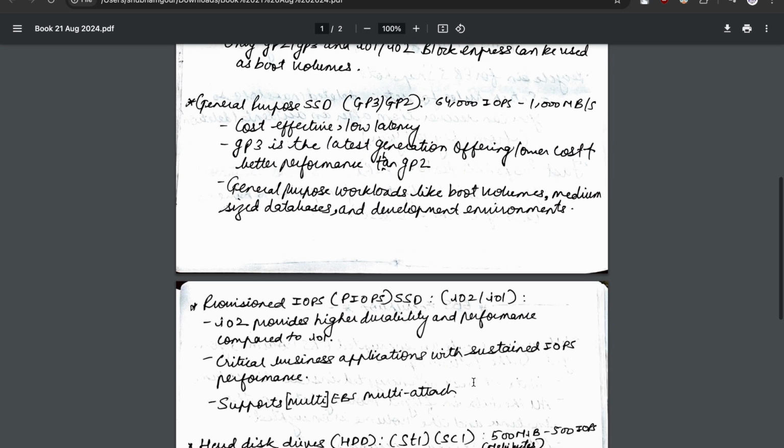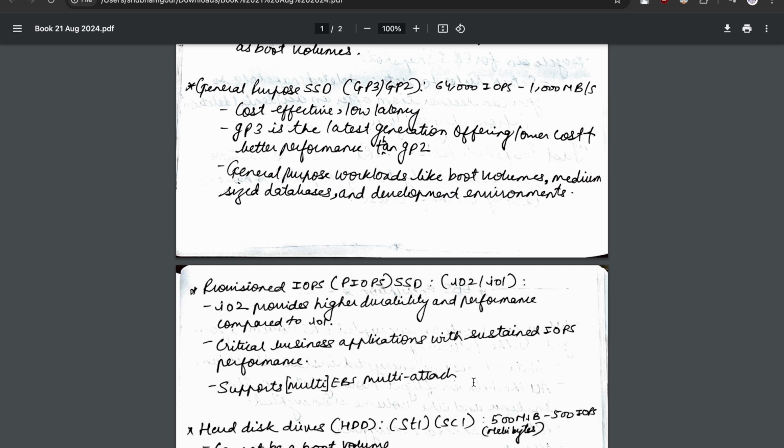Let us move with the first categorization, that is gp2 and gp3. When I say gp2, it's an abbreviation for general purpose SSDs. Here the data speed will traverse from 64,000 input output per second up to 1000 MB per second, as I mentioned earlier. What are the few points that we can cover over here? It is cost effective, low latency. GP3 is the latest generation which offers a lower cost and better performance than GP2. Use cases are general purpose workloads like boot volume, medium sized databases, and development environments. So this is the basic use case for general purpose SSD, GP2 and GP3.